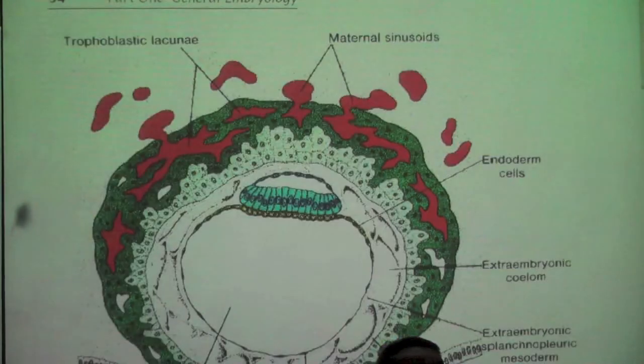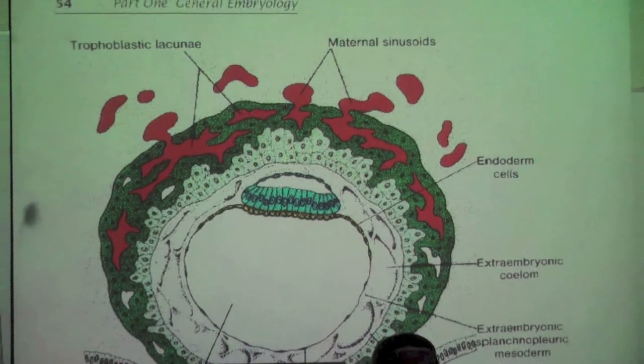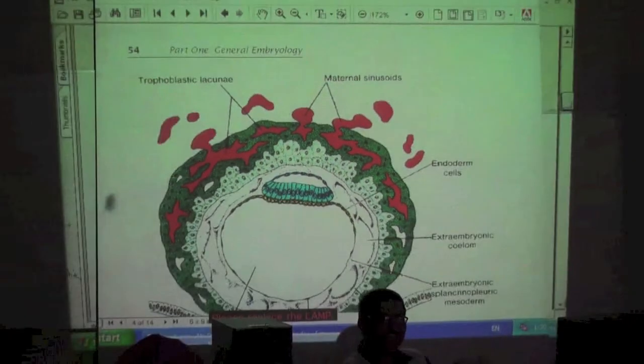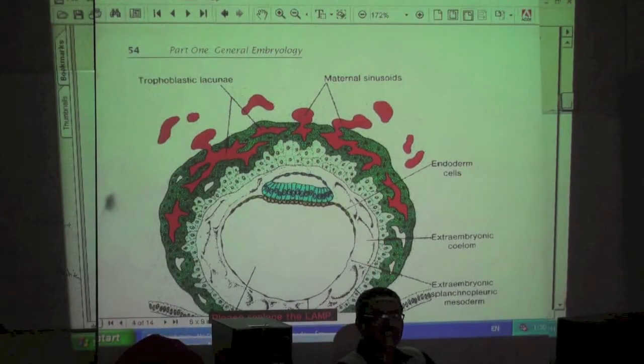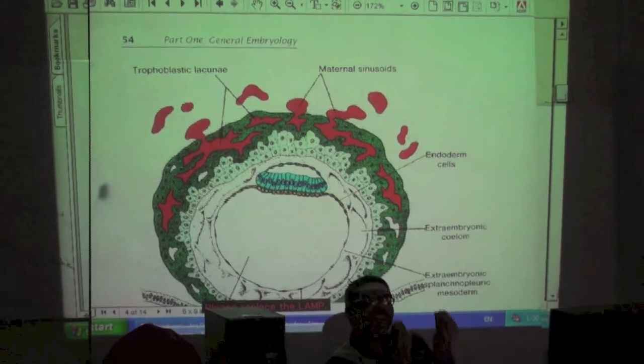Doctor, the lacunae, it's a space. Previously, it's covered. No, there's no previously. Lacunae, since the syncytiotrophoblast layer, the syncytial cells become dead, and a small space is created.